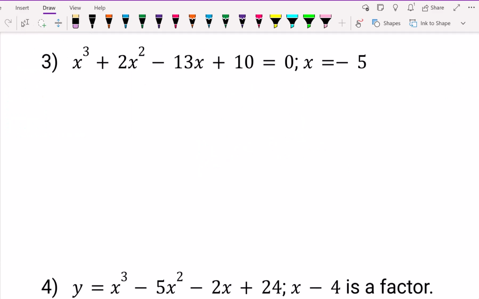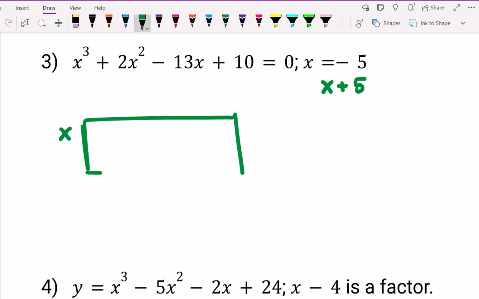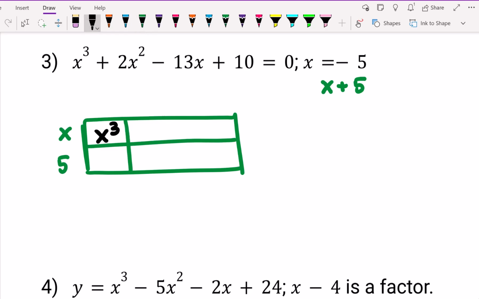All right, so question number 3 is similar to the one at the top of the page. It gives me a solution. So the solution is helpful, but I do need to change it into a factor. The factor is what I'm going to use to divide into that cubic equation here. So this is x plus 5. And I'm going to plug in my first term here and work backwards.